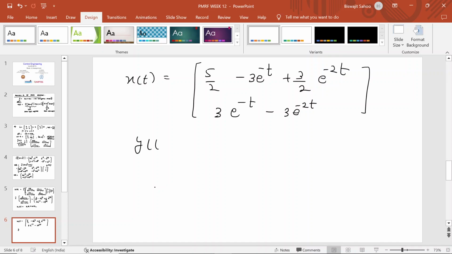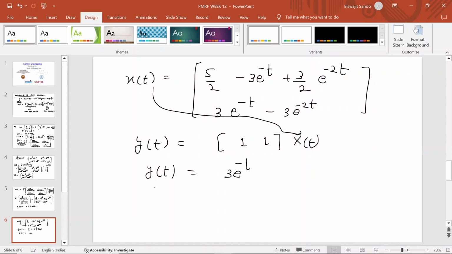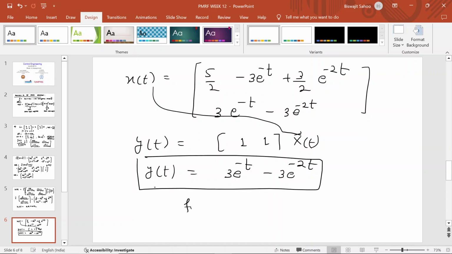Now you know, after finding out x of t, y of t is nothing but 1 comma 1, which is the C matrix given to you, and x you already know. Just place the x value here. This x means x of t. Put this value of x here, and your y of t is simply 3 into e to the minus t minus 3 into e to the minus 2t. This is your answer, the final response of the system.